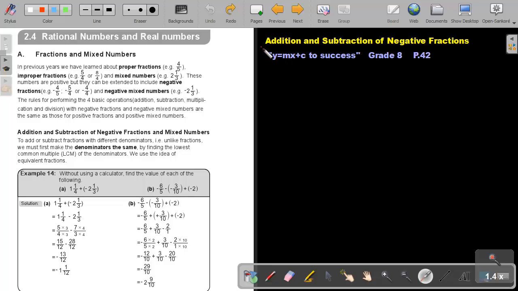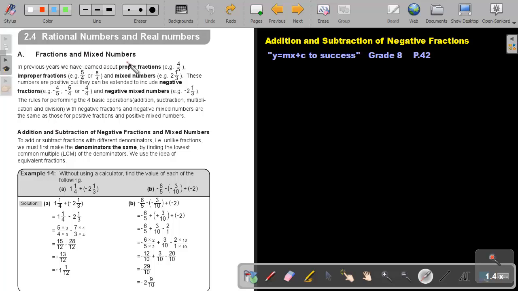Part 14. Addition and subtraction of negative numbers. You will find this on page 42 in the Namibian Mathematics Grade 8 textbook, Y equals mx plus c to success. Let's first go through the theory.